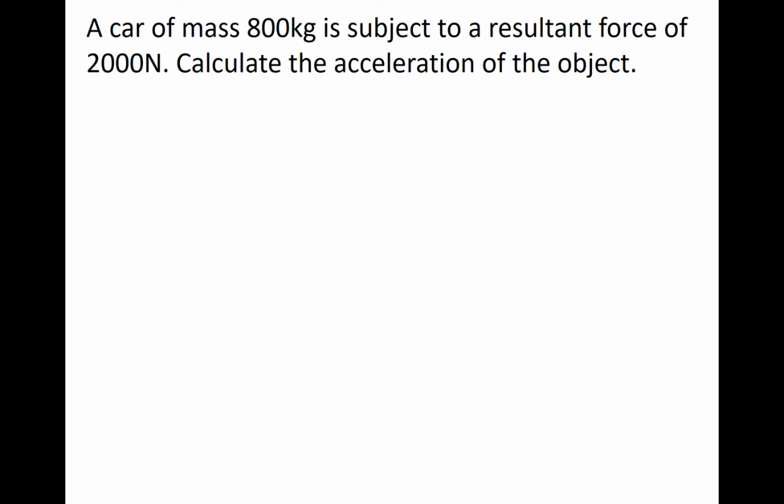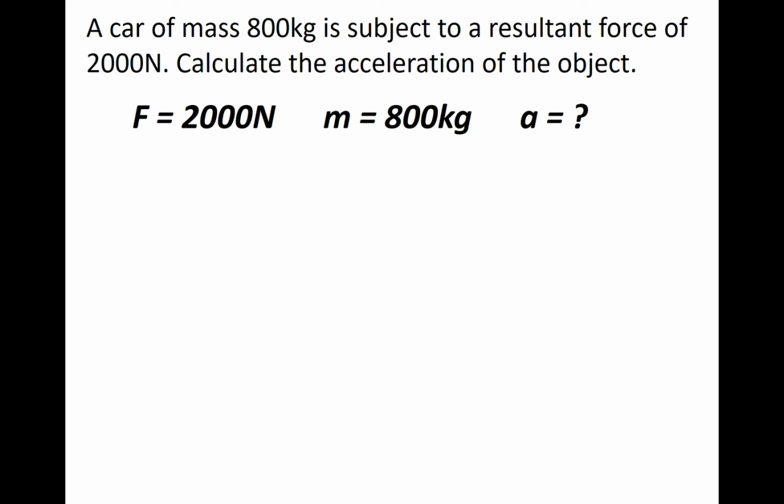So let's look at a worked example. A car of mass 800 kilograms is subject to a resultant force of 2,000 newtons. Calculate the acceleration of the object. Firstly, we write down the variables that we know from the question. We know that 2,000 newtons is a force, so we write F equals 2,000 newtons. We know that 800 kilograms is a mass, so we can write m equals 800 kilograms. Finally, we want to know the acceleration, that's a.